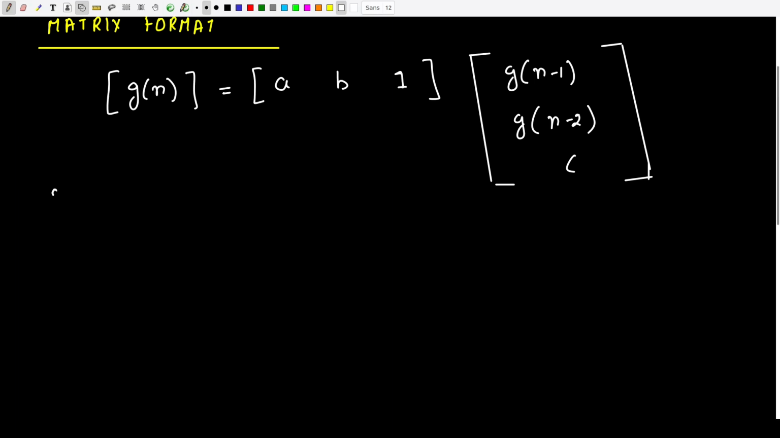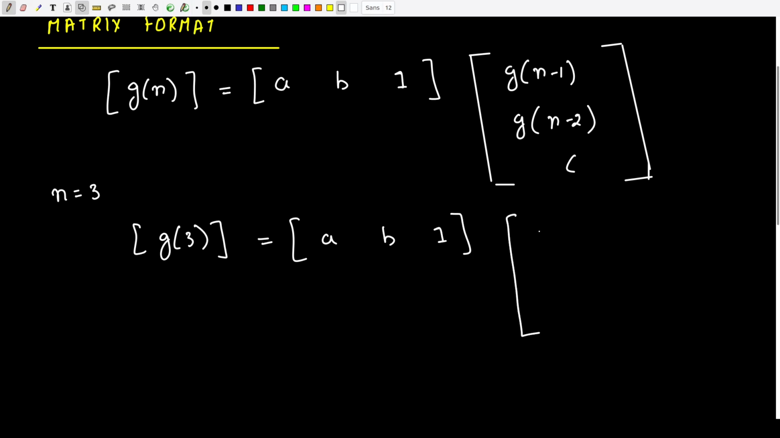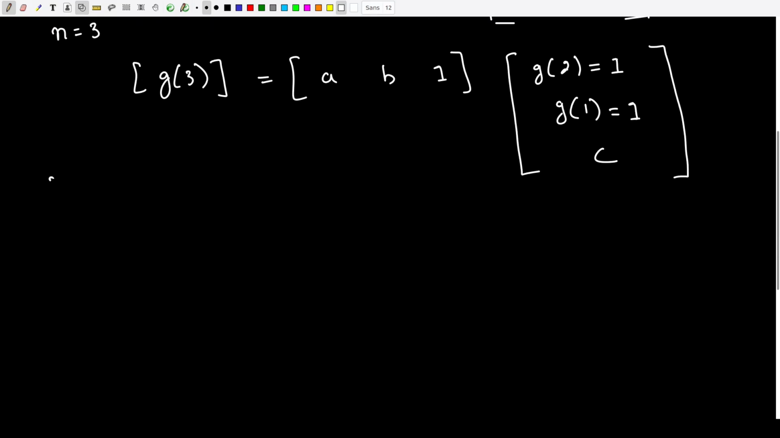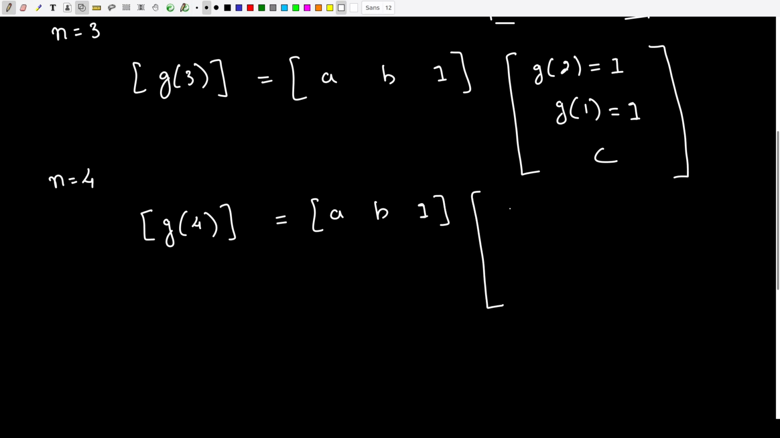So let us take the first example where n is equal to 3. So here we would like to compute G3. Well, G3 is equal to a, b, 1, and let's have it over here. So this is G2, and G2 as we know is equal to 1, and this is G1 which we know equals 1, and this remains c. Now let's move forward and compute for n equal to 4. So now G4 can be rewritten as, and this is G3, G2 and c.